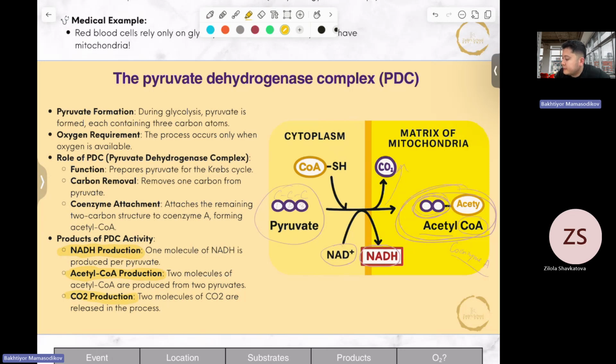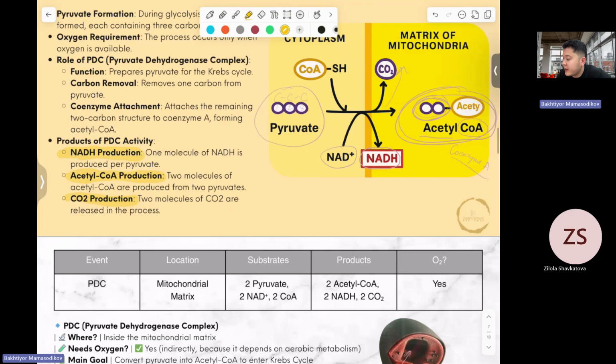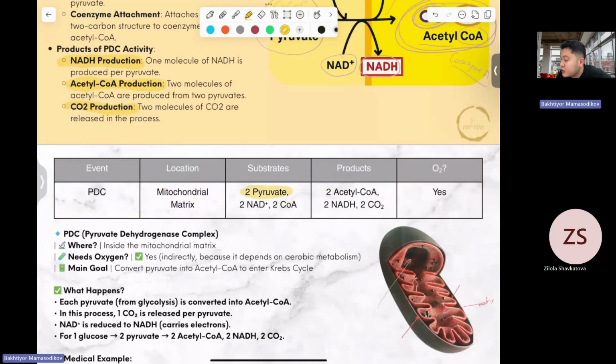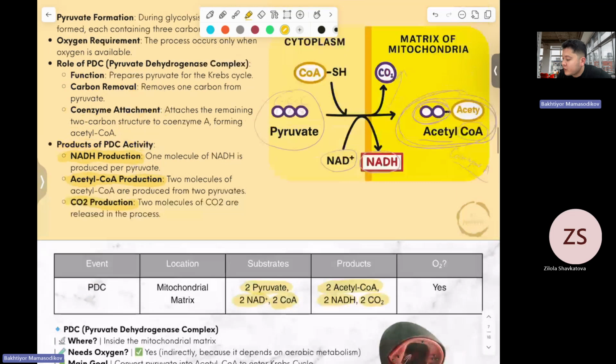So from 1 pyruvate, but how many pyruvate do I have? From 1 glucose, I had 2 pyruvate molecules, right? If I have 2 pyruvate in this reaction, I will have 2 NAD plus molecules as well and 2 coenzyme A, okay? As a result, the products will be 2 acetyl-CoA, 2 NADH, and 2 carbon dioxide at the end. Why 2, 2, 2? Because here only 1 pyruvate is illustrated.